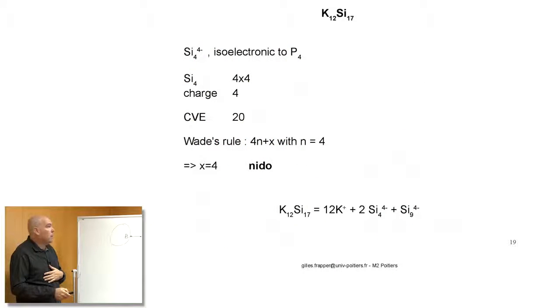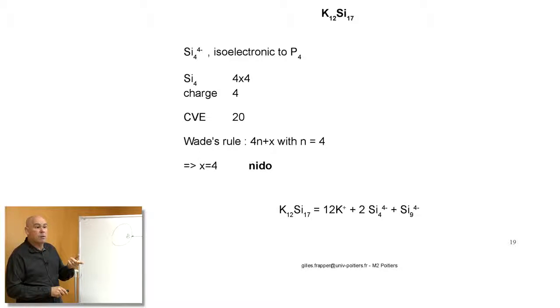So formally, K12Si17 may be divided into two clusters. The first one could be Si4 4 minus. I assign a charge of 4 minus for this cluster, which is isoelectronic to phosphorus 4, P4. So here we have 16 electrons coming from silicon, plus a charge of 4. So the number of valence electrons here is 20. You apply the Wade rule, so you have x which must be equal to 4. So you should find a nido skeleton.